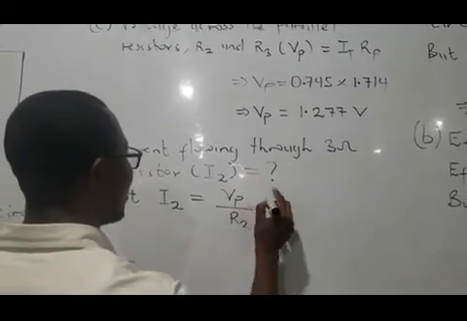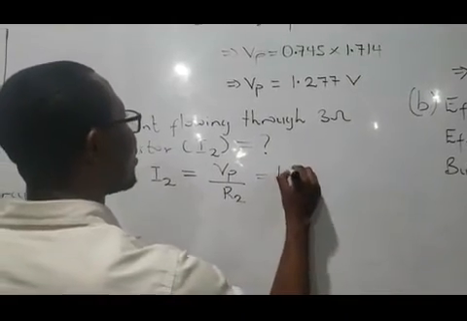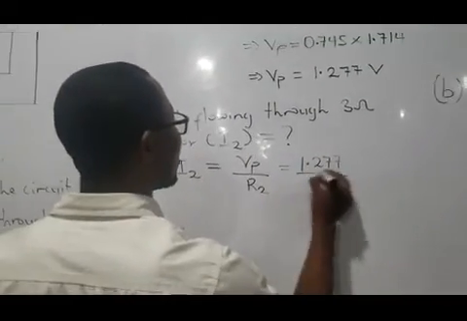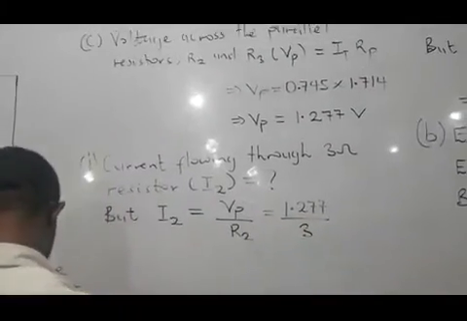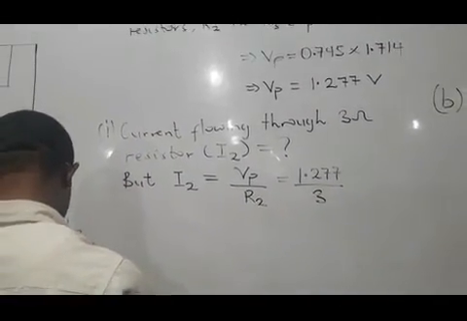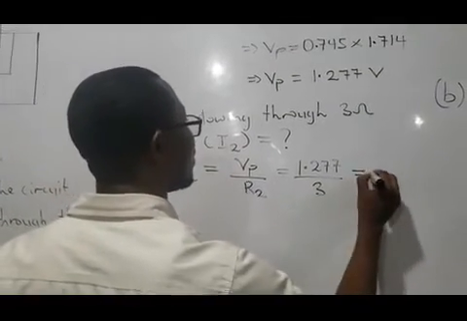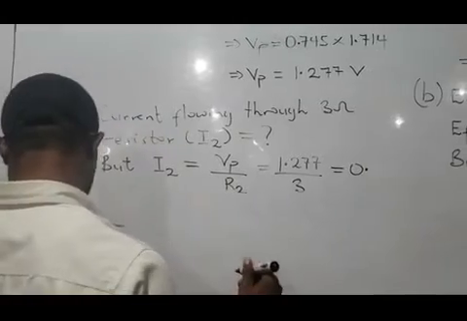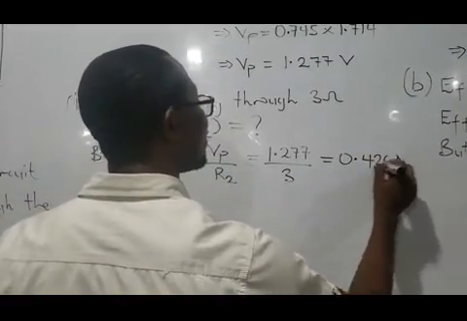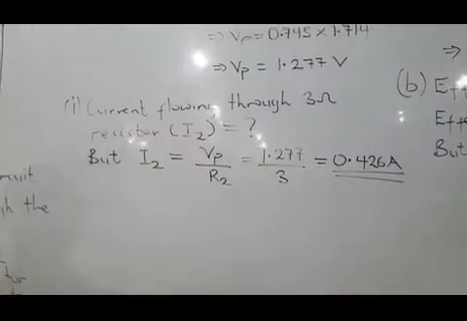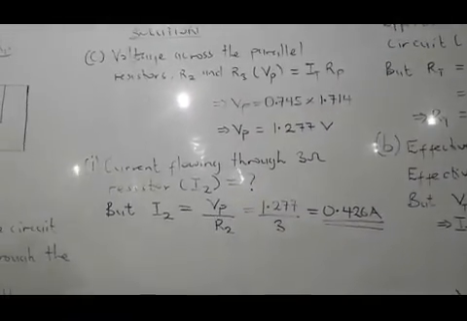Because of space, let me do this. So that will be equal to our VP, which is 1.277, over R2, which is 3. And that gives 0.426 amperes. Okay. So the current flowing through the 3 ohm resistor I2 is equal to 0.426 amperes.